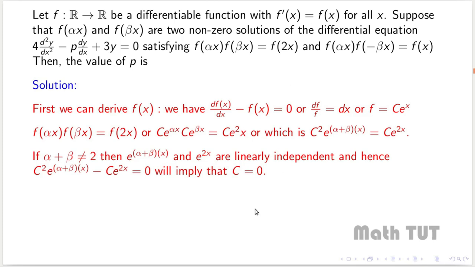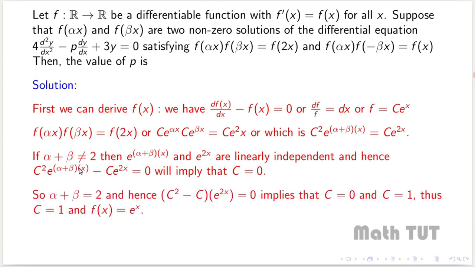So if alpha plus beta is 2, then from the same equation, substituting 2 here and taking this to the left hand side, you get c square minus c times e power 2x is 0, and e power 2x is never 0, so c square minus c has to be 0. We get c into c minus 1 has to be 0, or c is 0 or 1. And obviously we have to take c as 1, otherwise we cannot get such f. So f of x has to be e power x.